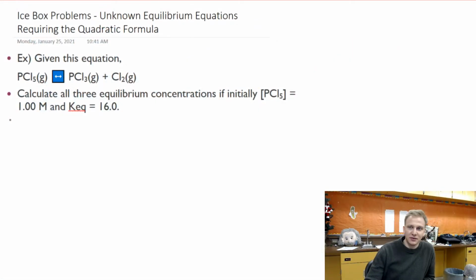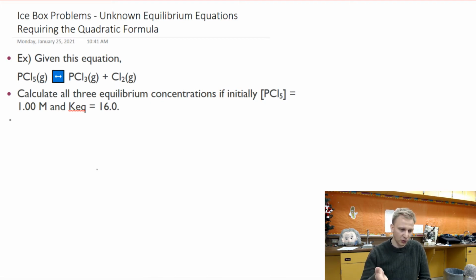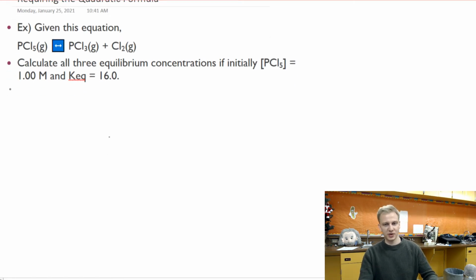Hi folks, if you have found this video, you are stumbling on part 3 of the Icebox series here. We're looking at an unknown equilibrium equation requiring the quadratic formula today. In the last example that we did, an icebox problem, we didn't have the equilibrium concentrations, so we solved for those. But the problem was we got to use the perfect square formula to solve that equation. In this one, we won't be able to use that.